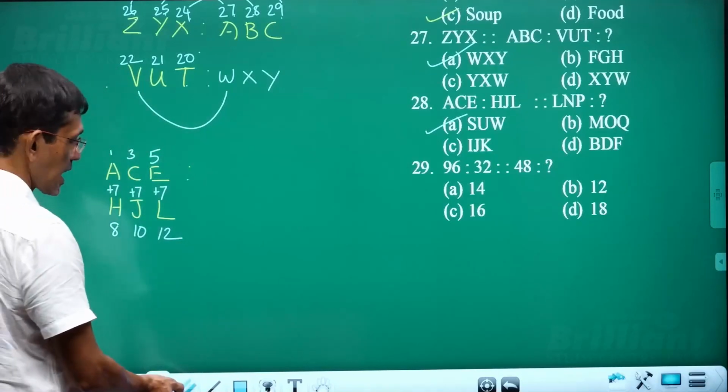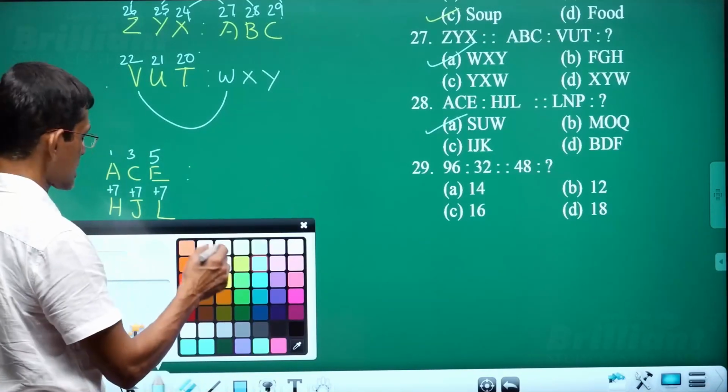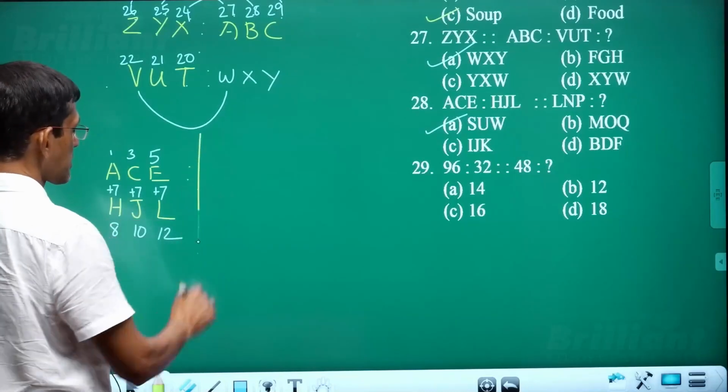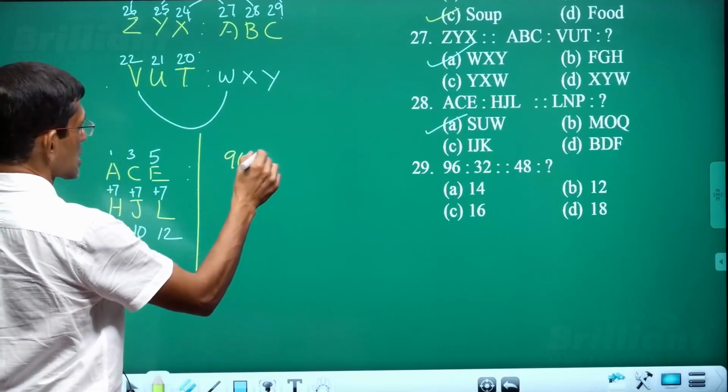Next one, what we have is 96 and 32. So what kind of a pattern? 96 and 32.